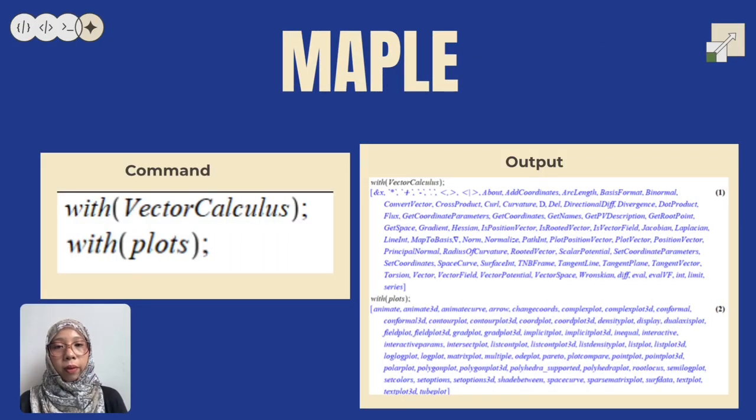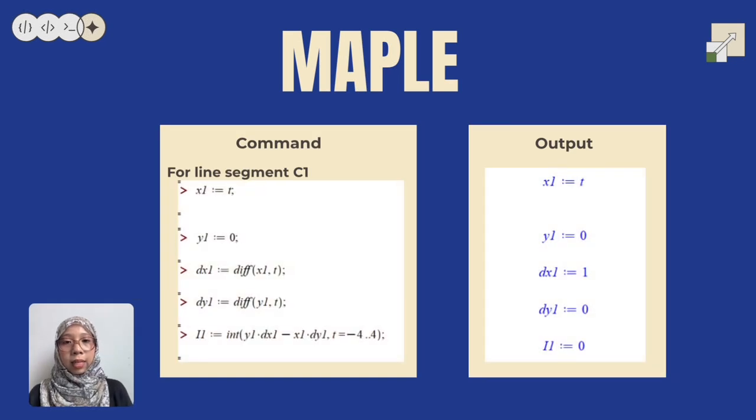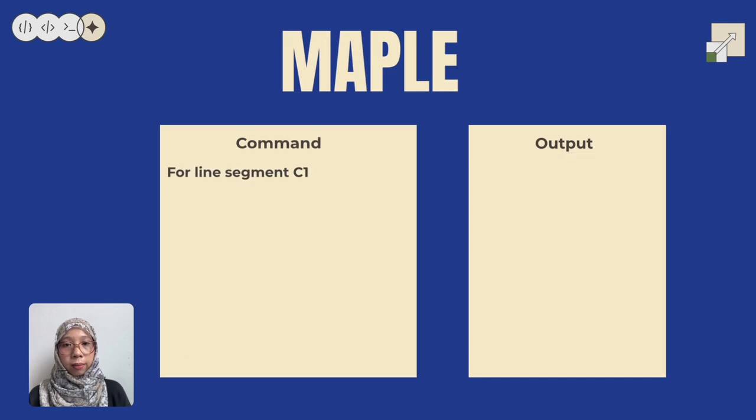Next, we want to verify our manual findings using Maple software. To begin our coding script, we first load the necessary packages by typing with(VectorCalculus) and with(plots). This allows Maple to recognize vector operations and generate the graph we need. For the line segment C1, we define x1 equal to t and y1 equal to 0. Then we use the diff command to find their derivatives. Finally, we integrate the expression from t equal to negative 4 to 4. As expected, Maple gives the output 0, which matches our manual calculation.